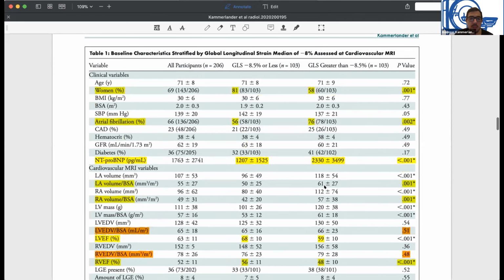And just to keep in mind, HFpEF patients are usually elderly female patients. So the mean age was 71, and the mean proportion of female individuals was 70%. So this is a typical cohort.